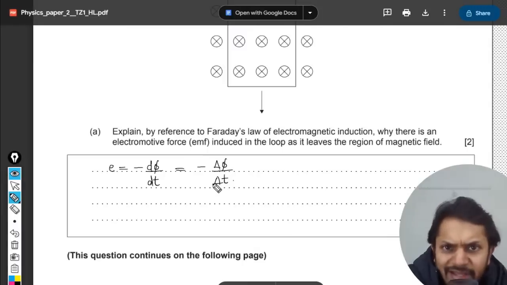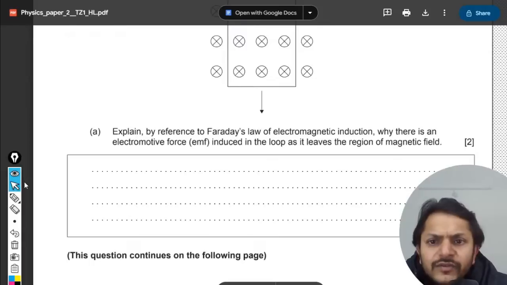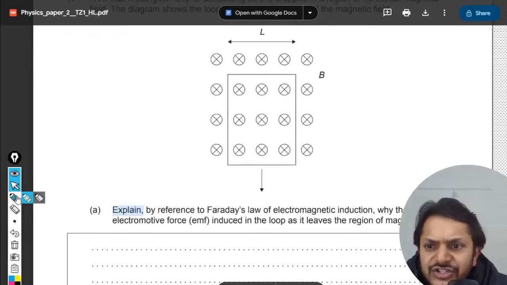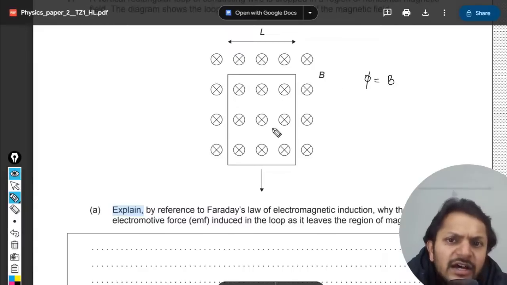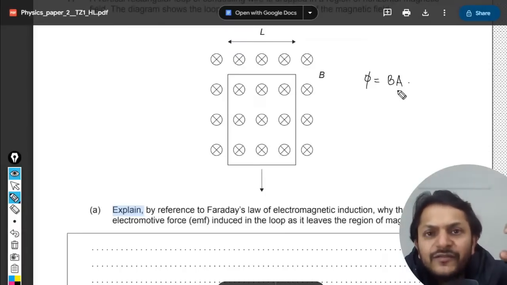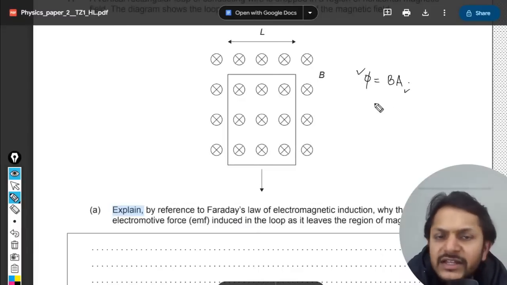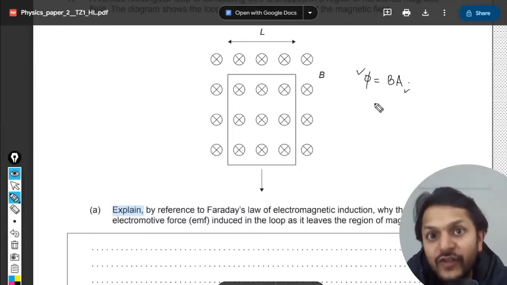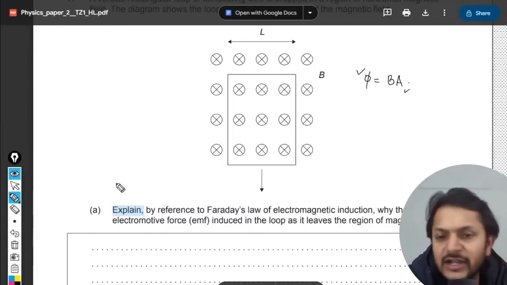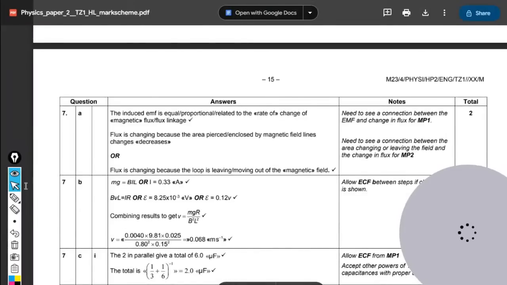And how can we explain it? We will say that as it is moving downward with some velocity, the area is changing. You can also explain it that the flux is the product of the magnetic field within the loop and the area of the loop in which the magnetic field is existing. So that is the flux. Because clearly there is a change in area, there is a change in flux. And because there is a rate of change of flux, that will give rise to the electromotive force, that is EMF. Let us see what is written in the mark scheme.